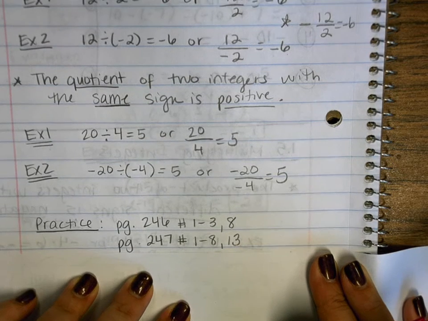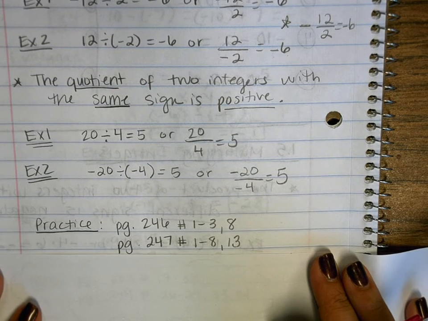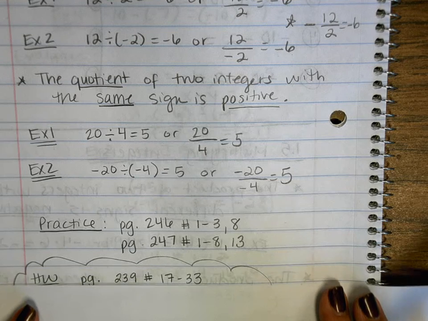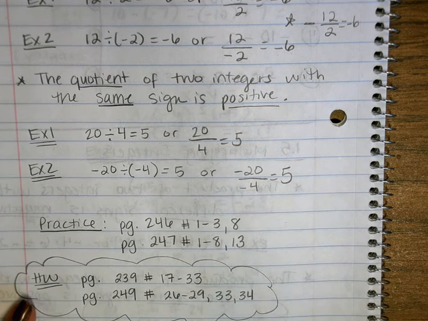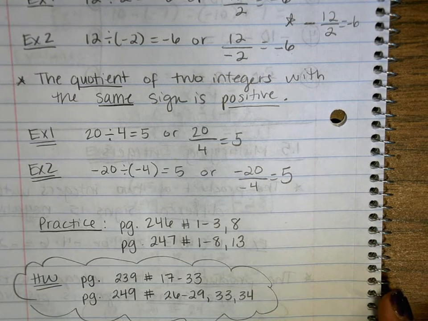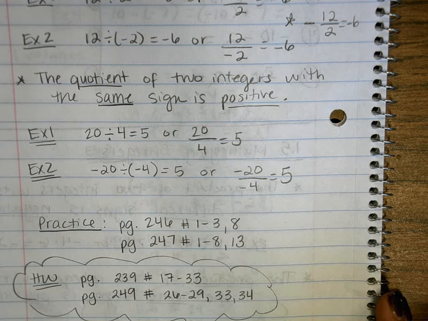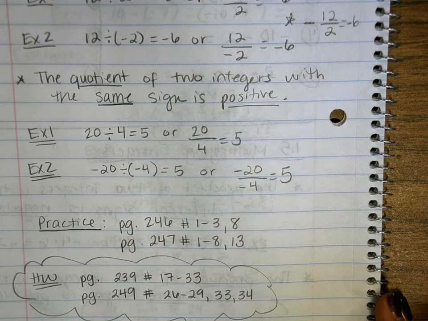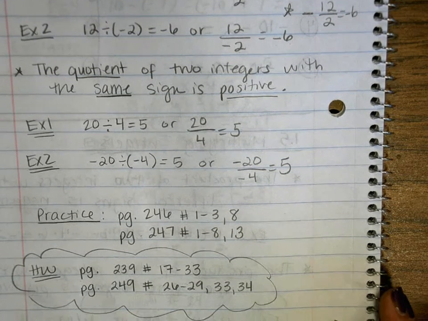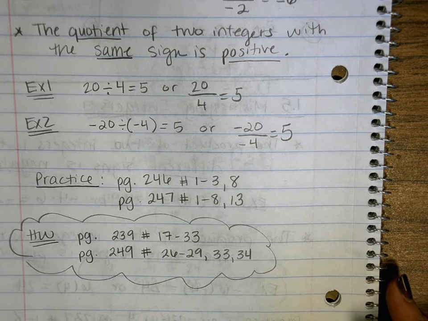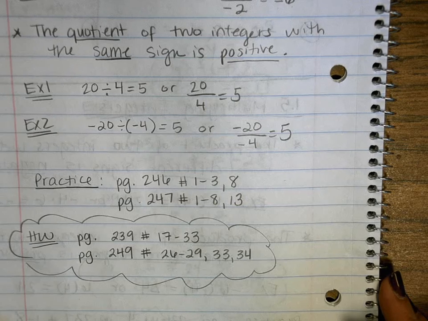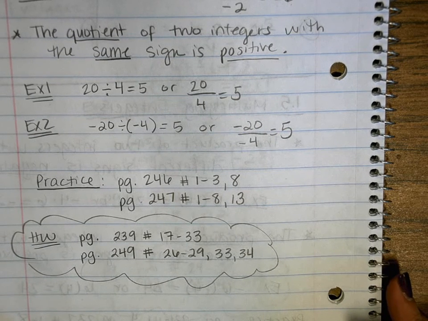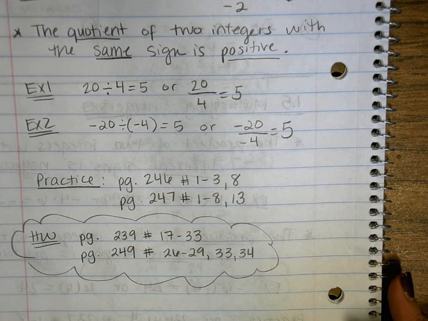Okay, so your practice is here. Your homework is also written down here. I'll move it up in just a second. But the practice is 246 and 247. If you finish the practice before you go over it, of course, start the homework. All right, so your homework is, I think, something like 18 problems or something like that. I know. Still less than 20. Okay, so 246, 247, 239, and 249 are the homework.